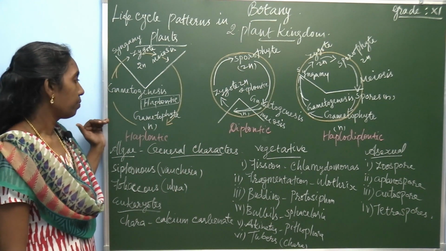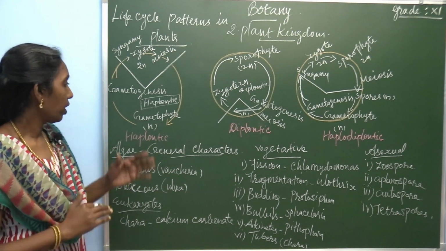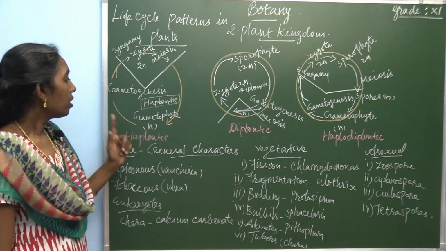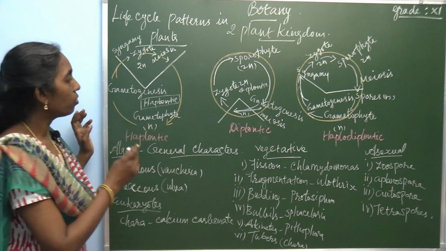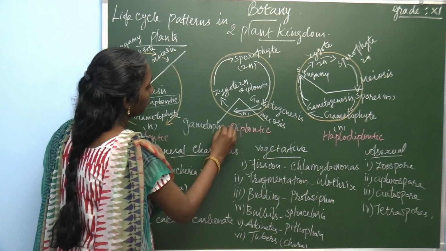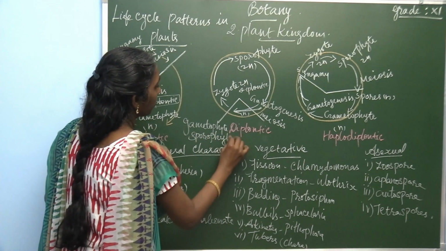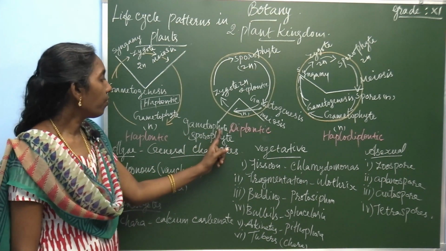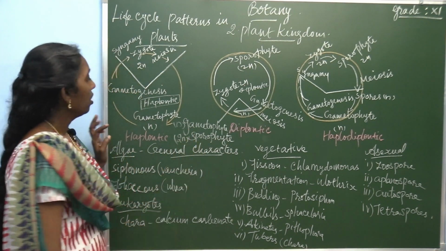In haplontic, there are haploid and diploid phases. For example, in the haplontic life cycle, the haploid phase is the gametophytic phase. There are two different types of phases: gametophyte and sporophyte. Gametophyte is haploid, N, and sporophyte is diploid, 2N.